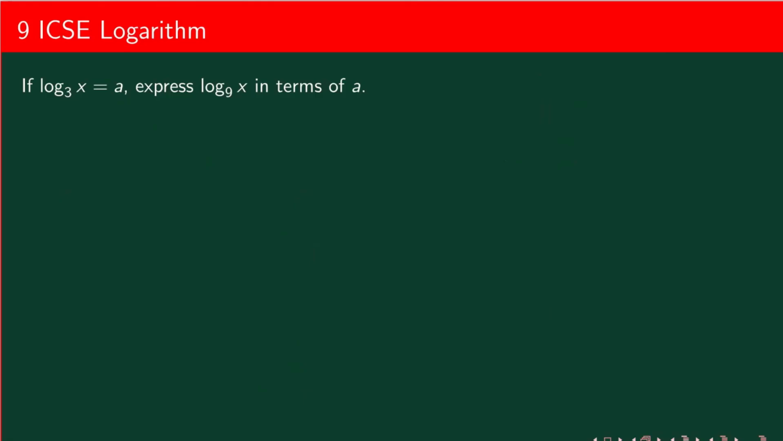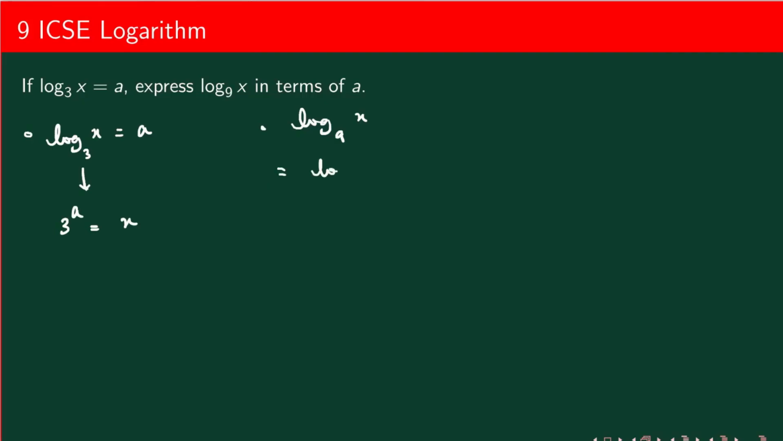In this question, you have been given that log x to the base 3 is a. And now you have to express log x to the base 9 in terms of a. Right. Okay, so let me write that here. Log x to the base 9. Okay. So this question gives us that 3 raised to a is x.